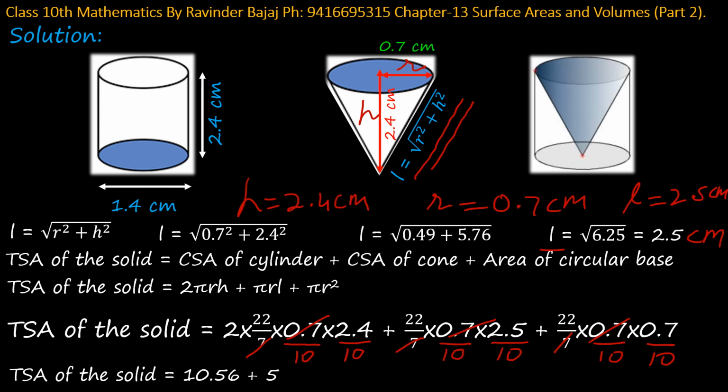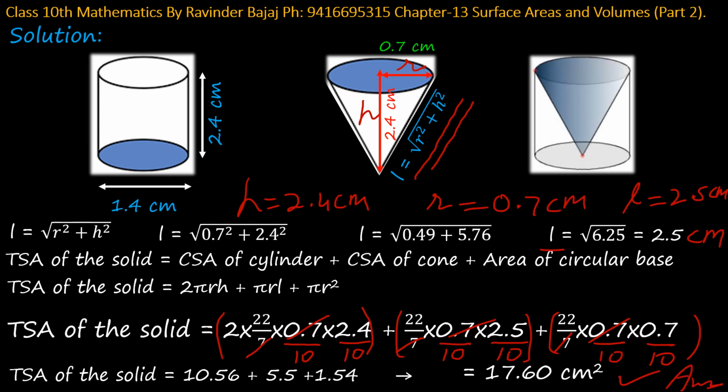Now next step is this. After solving, you will get 10.56 from this one. Next is 5.5 from this solution, and then 1.54 from this expression. So we have solved these three expressions and we are getting this, and after adding we will get 17.60 centimeter square. This is the required answer. So the answer of this surface area, the total surface area of the solid, is 17.60.